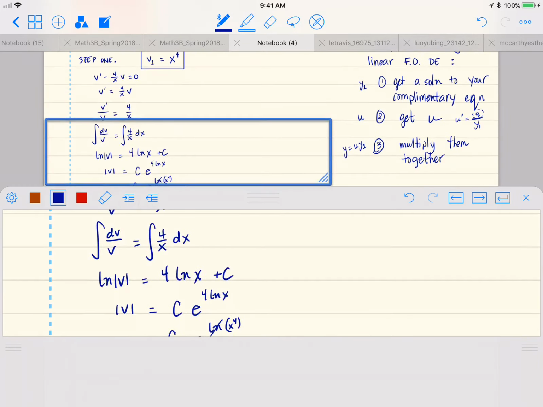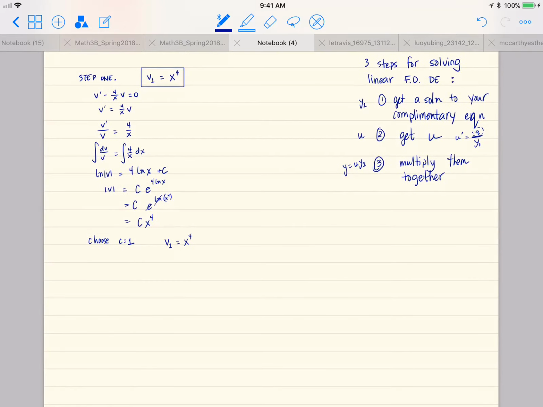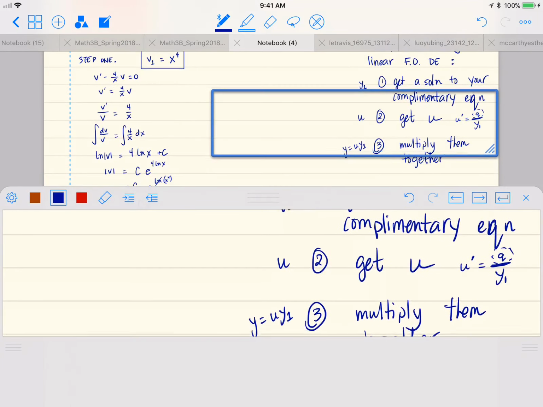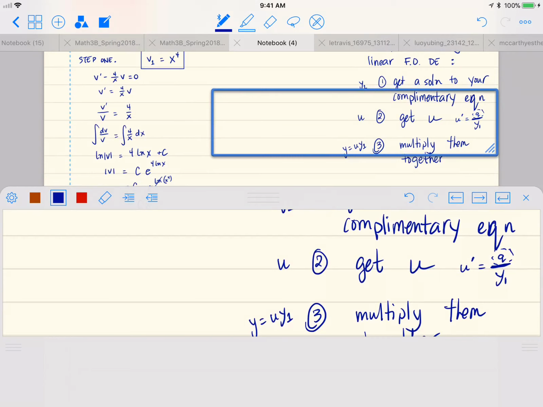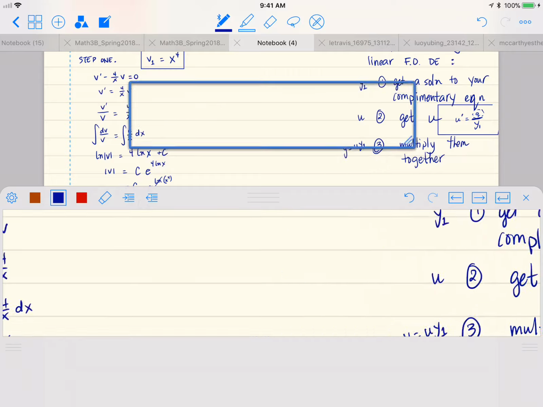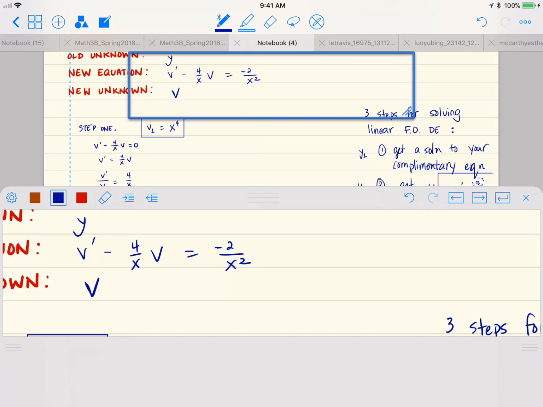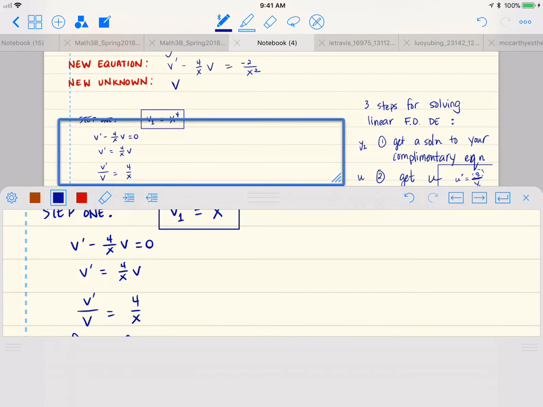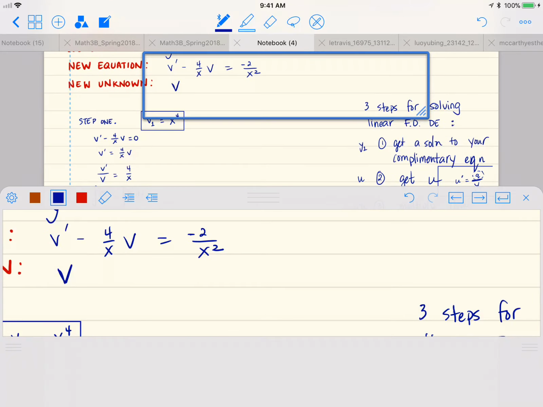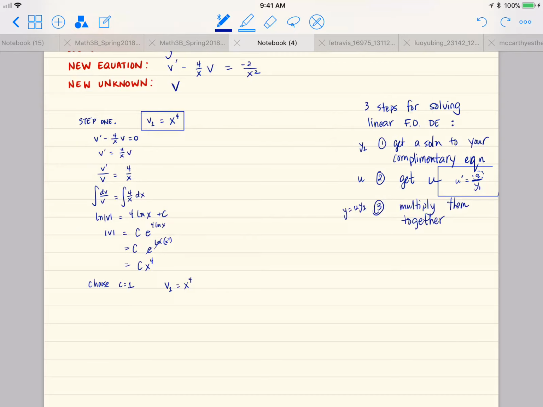Okay. Now, step 2, remember, is to solve for u. Right? So step 2 is to get u, and we have that formula, u prime is q over y1. In this case, our equation is v prime minus 4 over x v equals negative 2 over x squared. So my q is going to be this right-hand side, negative 2 over x squared. Okay, so let me go ahead and erase.